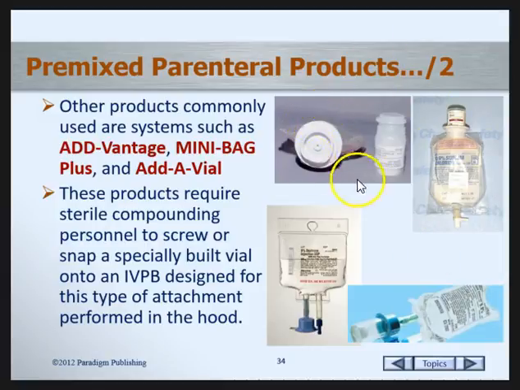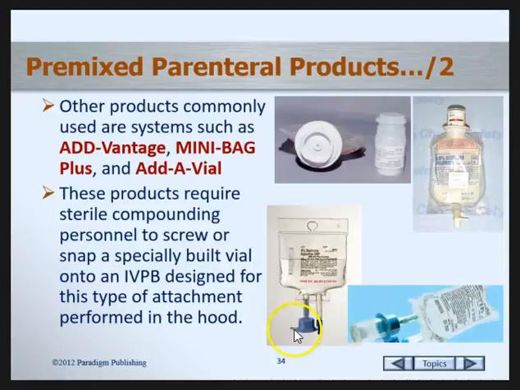So here we have a picture of an Advantage. So this cap is removed, and then the special vial, this cap is removed, and it actually screws into the top of the bag. And then the nurse can activate it prior to administration, and that's where the tubing port is located.